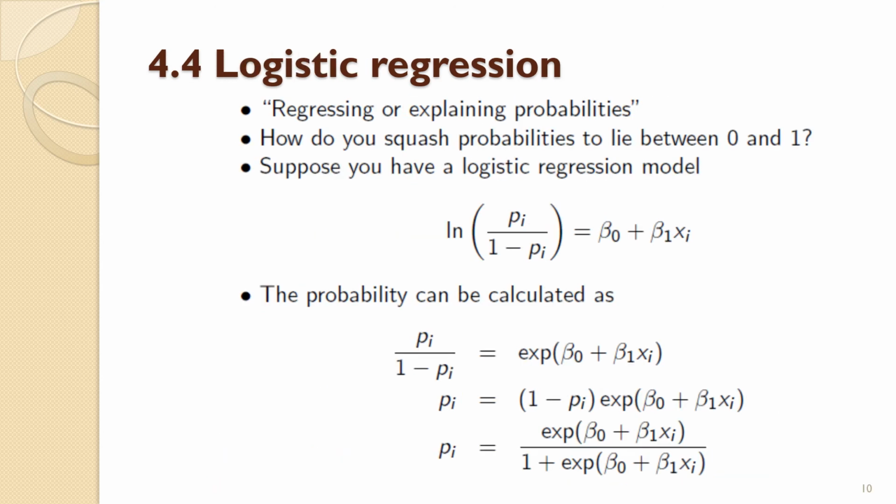So logistic regression then, this is essentially the first real probability regression model that we will cover in this lecture, and the whole aim of the game is to regress or explain probabilities. What the regression model does is provide a way of squashing probabilities so that they lie between 0 and 1, exactly as the picture demonstrates a couple of slides ago. So suppose you have a regression model like this, so the log of p over 1 minus p equals the regression bit. You can calculate in this case the probability as follows.